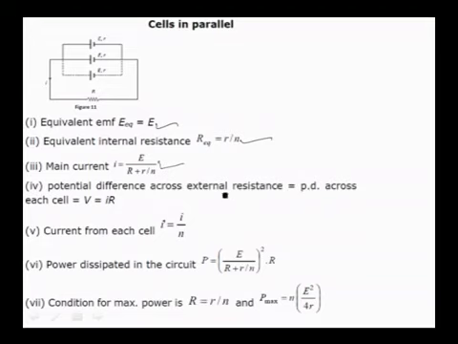The potential difference across the external resistance is V = IR, because we know the value of I. Similarly, the current from each cell is I' = I/n, only for identical cells. Power dissipated in this case is I squared R, that is (E divided by (R plus r/n)) whole squared into R. The condition for maximum power is that the external resistance should be R = r/n, and the maximum power is nE squared divided by 4r.